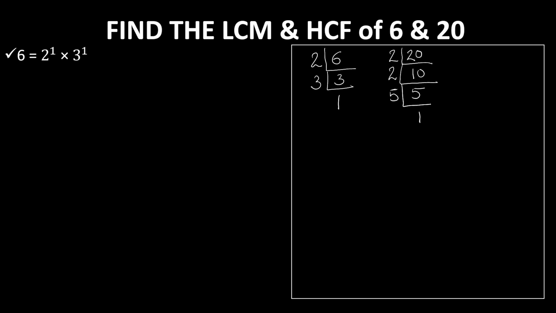So 6 can be written as 2 into 3, which can also be written as 2 raised to 1 into 3 raised to 1. Now for 20, we can write it down as 20 equals 2 into 2 into 5, which can also be written as 2 raised to 2 into 5 raised to 1. Now, what is the highest common factor for these two numbers? So observe, the highest common factor is the factor which is common in between 6 and 20 and which is the highest one among them.